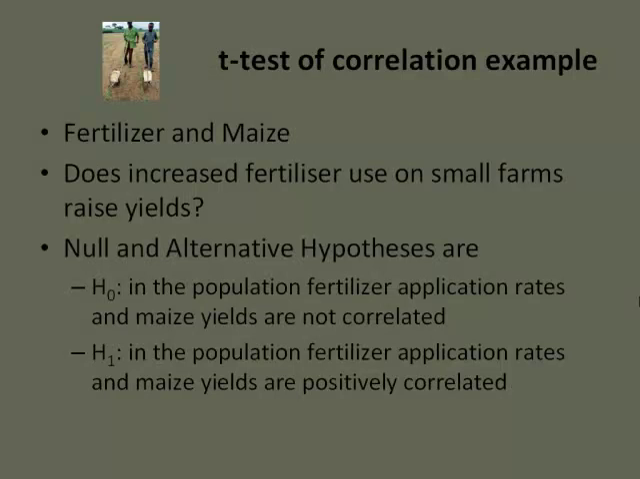So, example, fertilizer and maize. Does increased fertilizer use on small farms raise yields? Bear in mind that idea. Here's the null and alternative hypothesis. In the population, fertilizer application rates and maize yields are not correlated. The alternative is that they are positively correlated, so it's a one-sided alternative.